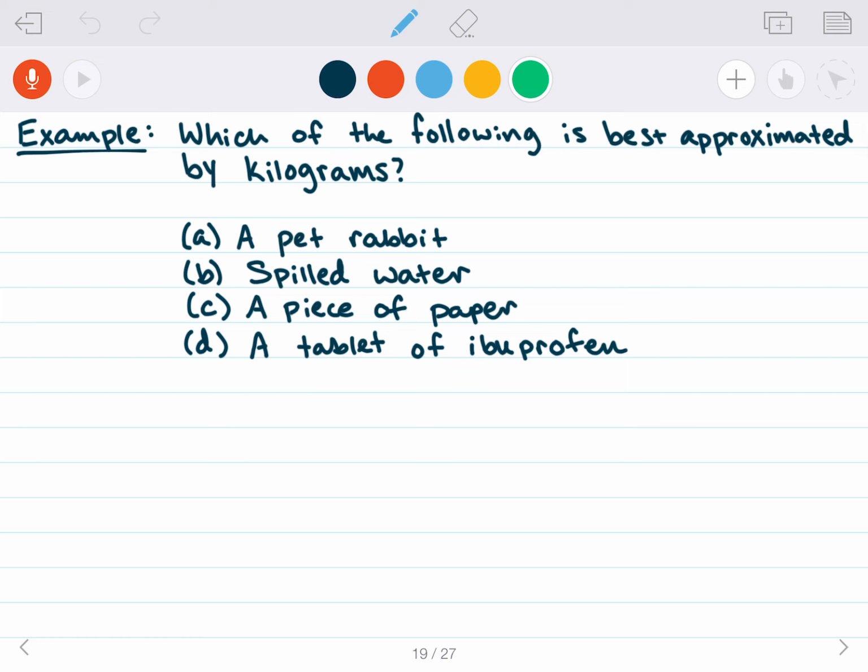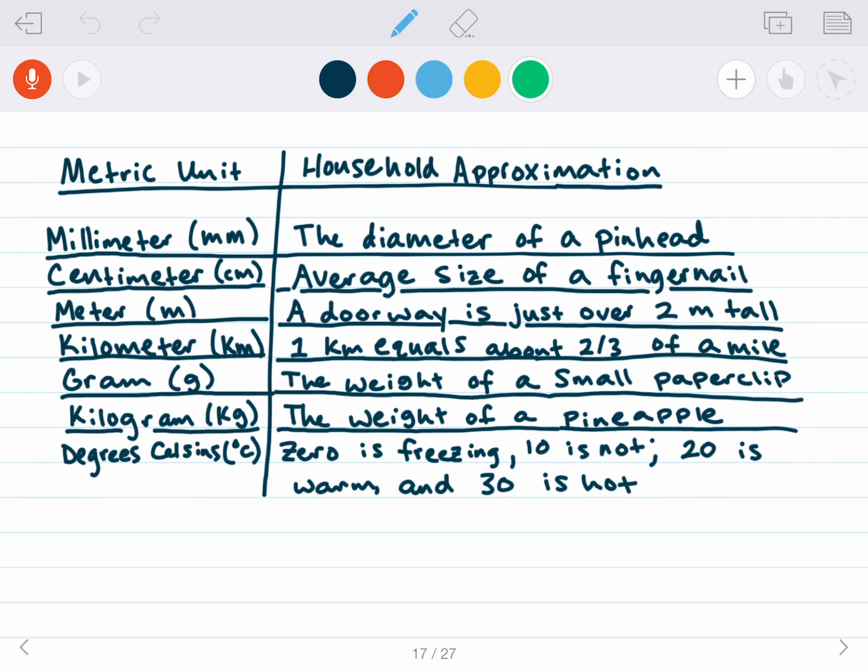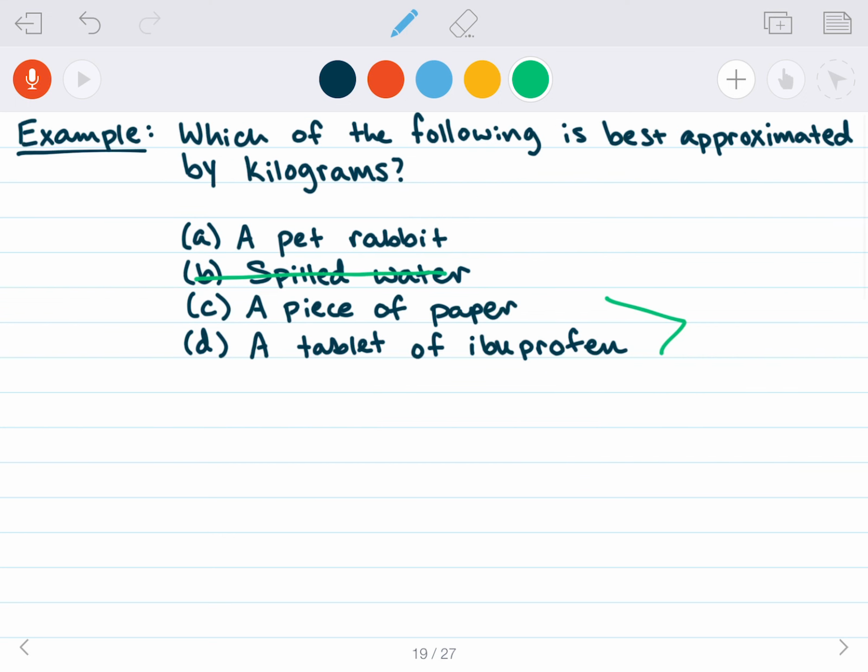Which of the following is best approximated by kilograms? Well, water, again, is volume, so that's not it. Grams is going to be weight, all right? So spilled water can't possibly be it. Our choices are between a rabbit, a piece of paper, and a tablet of ibuprofen. Well, a piece of paper and ibuprofen are pretty light, so these things could be measured in grams. So the only thing that comes close to the weight of a pineapple is the weight of a rabbit. So that's going to be our answer here.